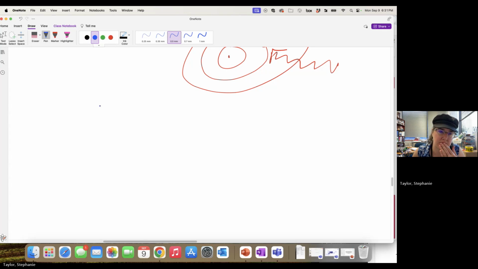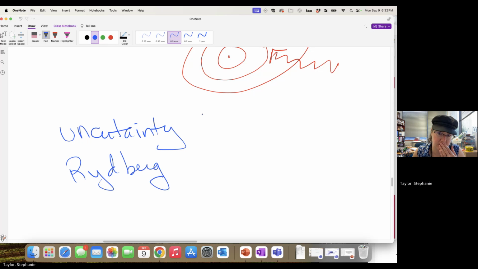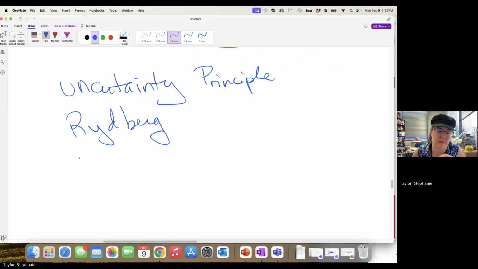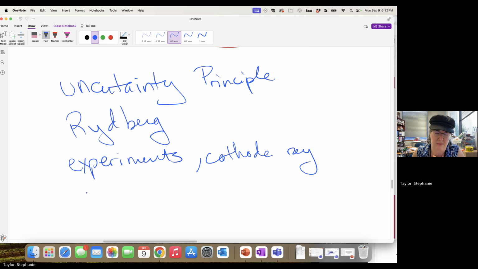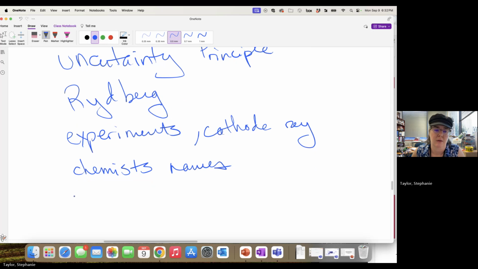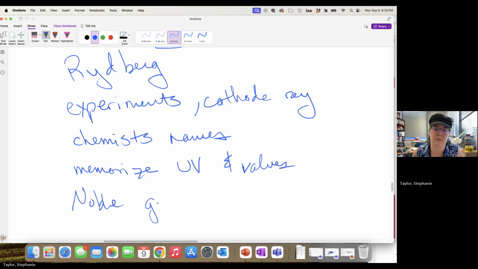Okay. All right. So can you go over the uncertainty principle and the Rydberg equation? Are there any specifics that we need to know about the experiments, precursors like Thomson cathode rays, etc.? Do we need to know the different chemists like J.J. Thomson or Dalton and their experiments? Do we need to memorize the different wavelengths and know the exact numbers? Do we need to be able to write noble gas configurations for the exam? And let me see if I'm missing anything. Those are the last few that I see.